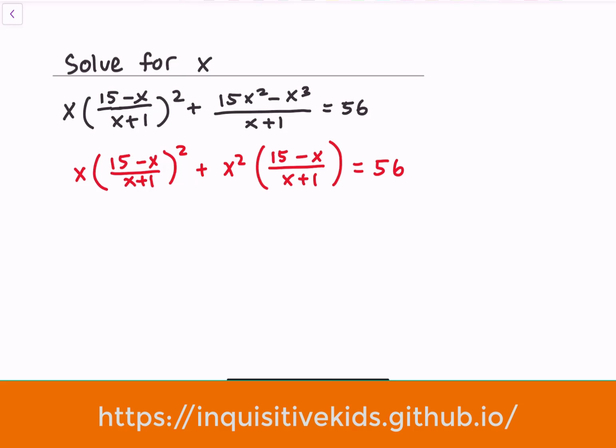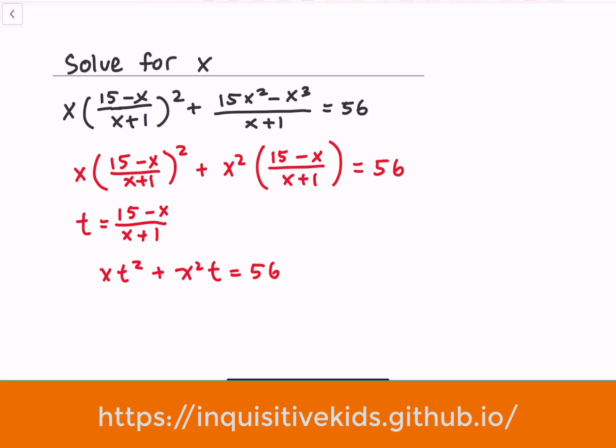We see that we have one part that is repeating, which is this fraction. Because this fraction is pretty complicated, we can use a variable to name it. Let's just call this fraction t. This way, we can just write t instead of having to write a whole fraction every time. So now, we can rewrite our equation as x t squared plus x squared t is equal to 56.